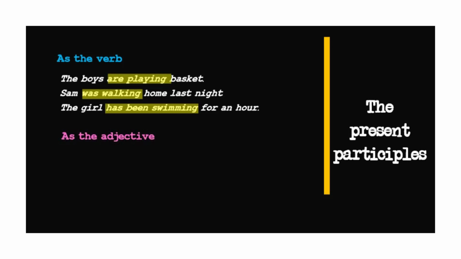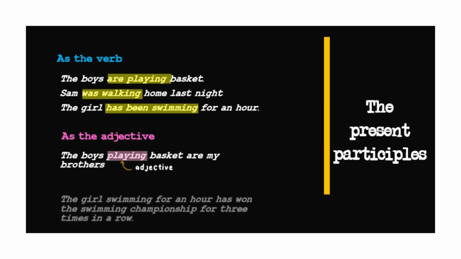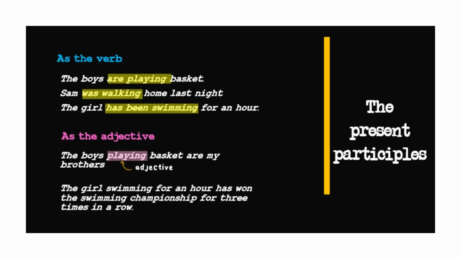The second function is as the adjective. The boys playing basket are my brother. Playing here, the present participle, is the adjective. The girl swimming for an hour has won the swimming championship three times in a row. Swimming here is the present participle that serves as the adjective.